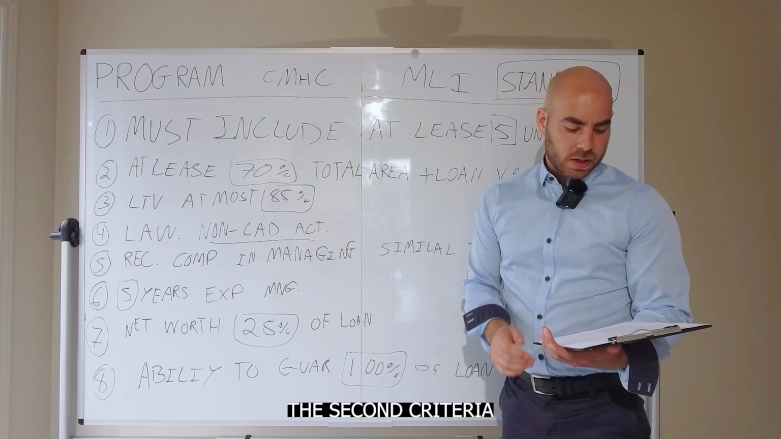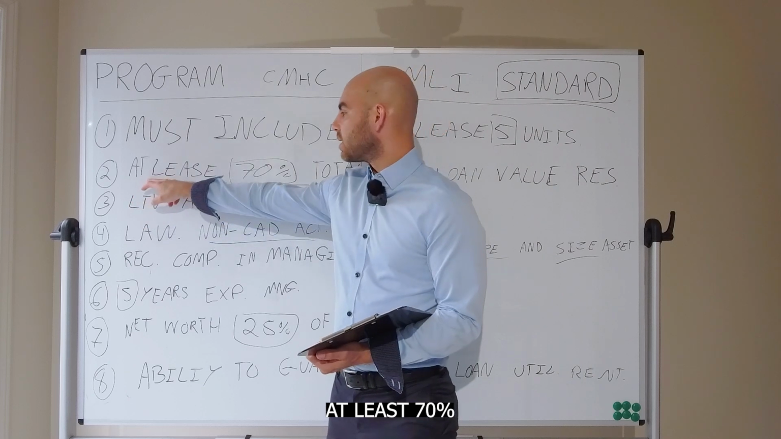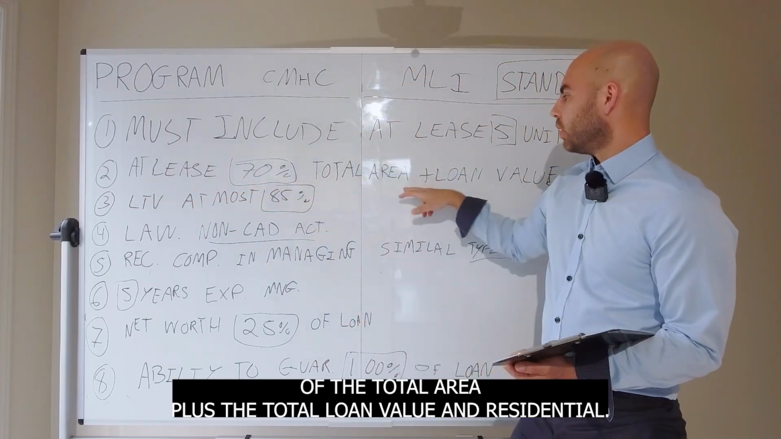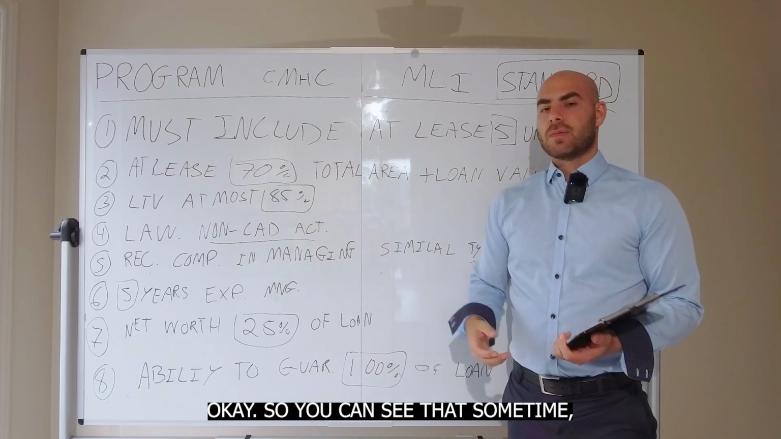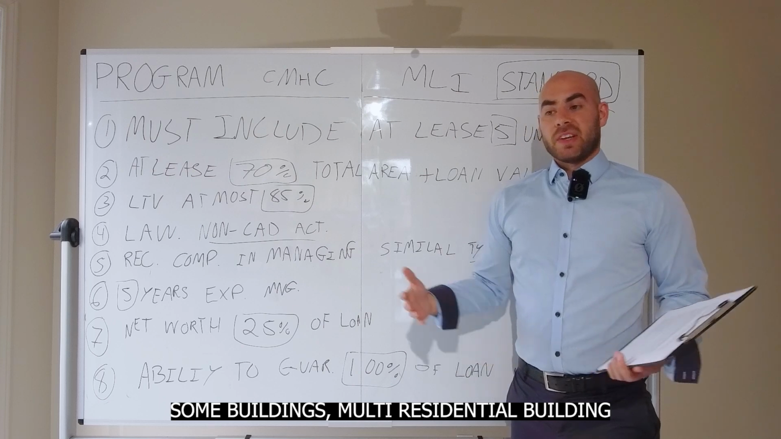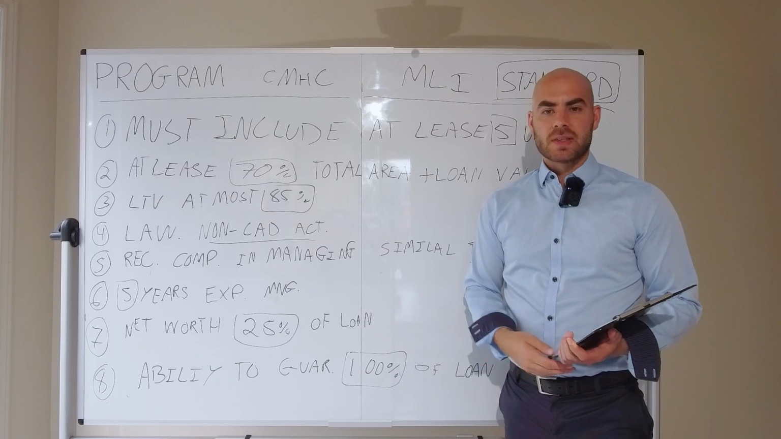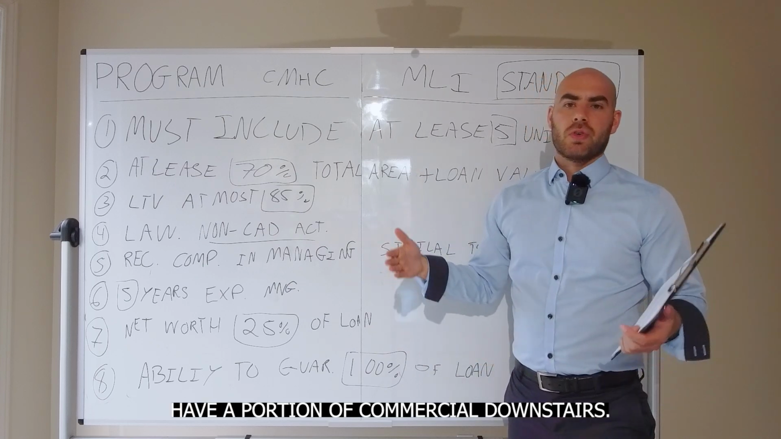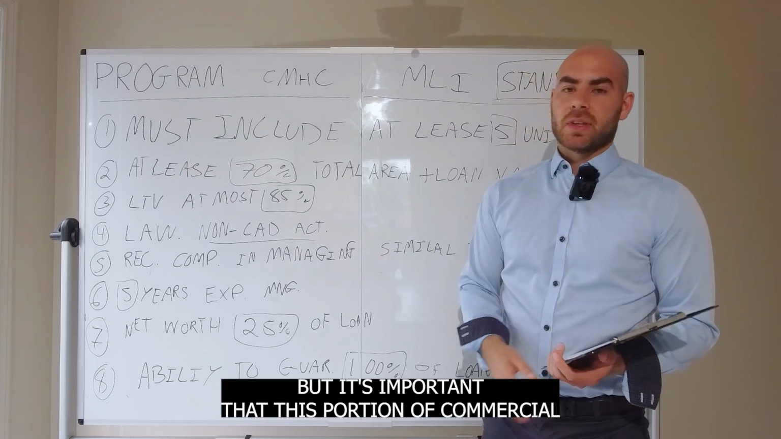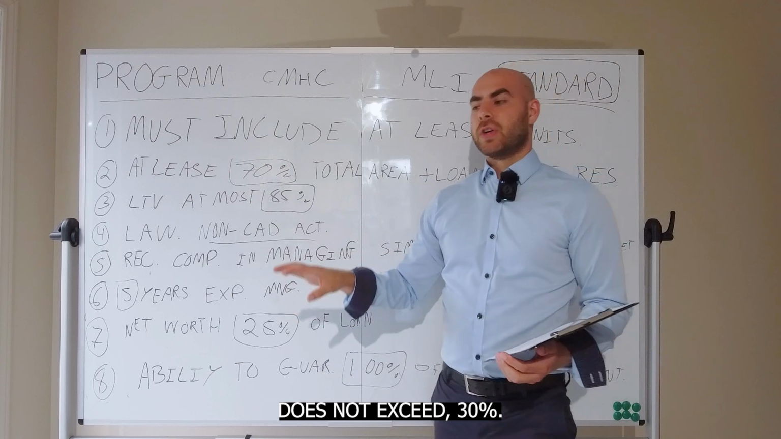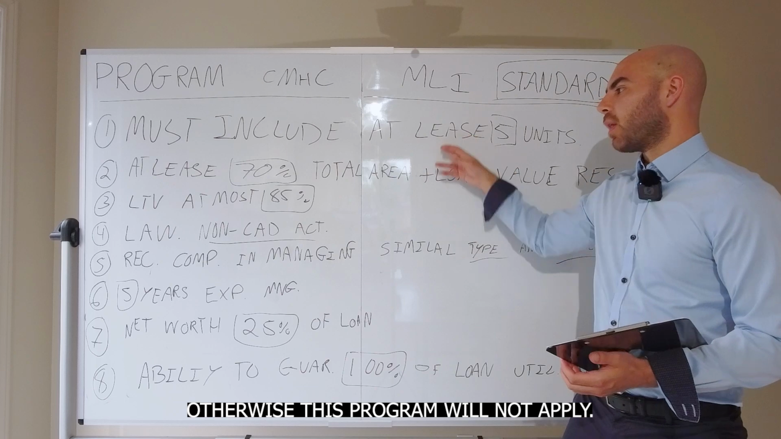The second criterion is that you have to have at least 70% of the total area plus the total loan value in residential. Sometimes some multi-residential buildings, with 6 or 12 units, have a commercial portion downstairs, on a popular street or not, but it's important that this commercial portion does not exceed 30%. Otherwise, this program will not apply.